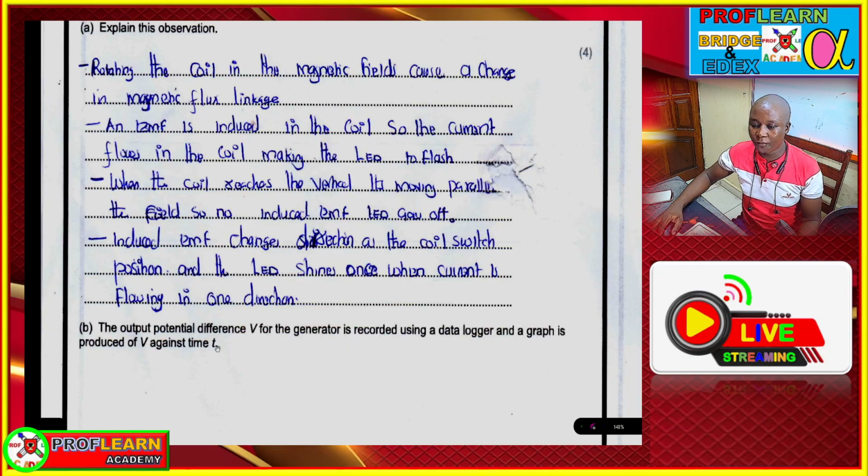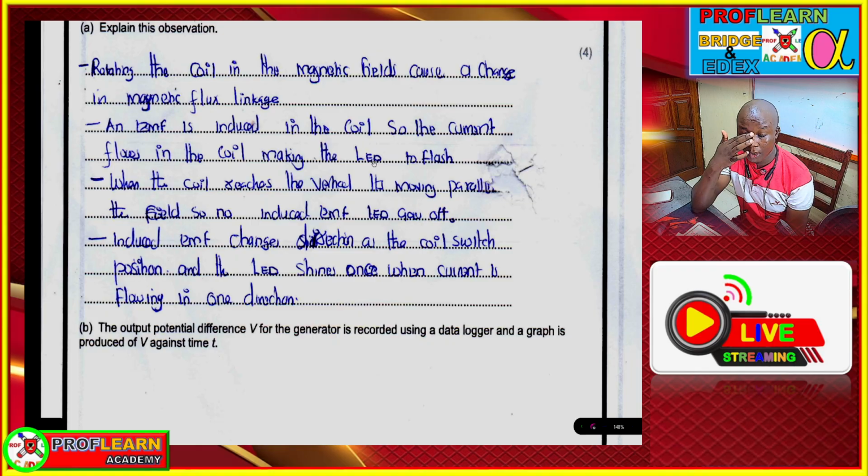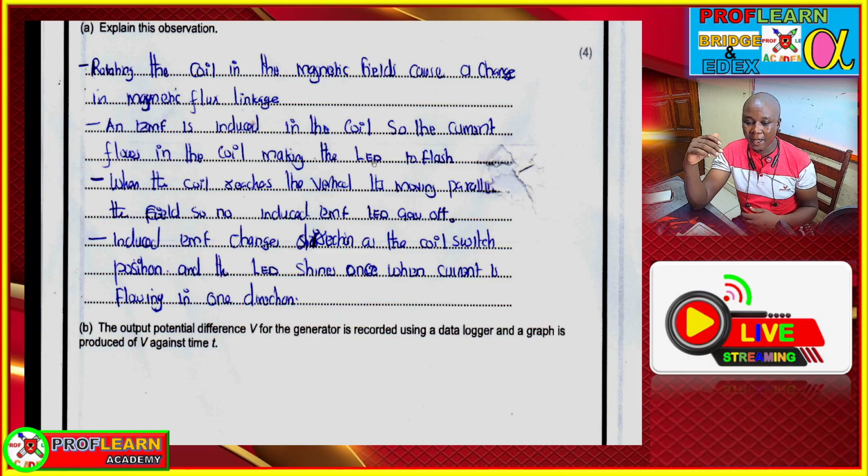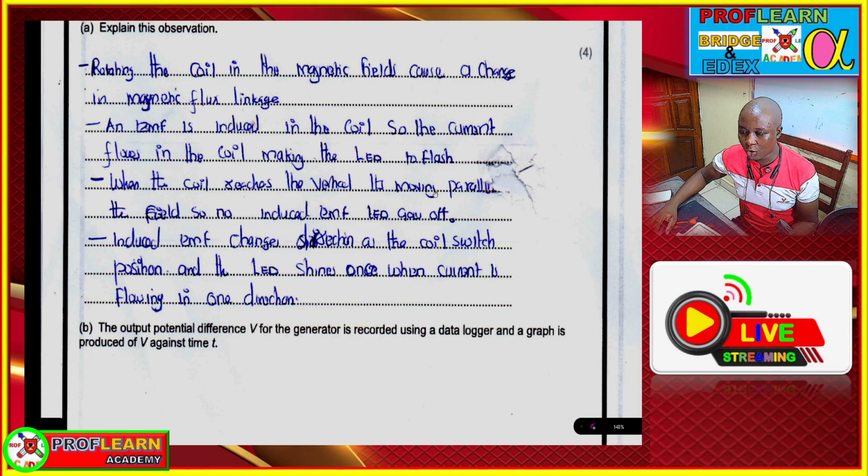So when you are going to give your answer in that particular exam, you have to be very procedural in the way that you are giving your answer. EMF is induced in the coil, so the current flows in the coil, making the LED flash. Remember, LED is a light emitting diode. So meaning that once current is flowing in a particular direction, the LED is going to light. But if current is going to reverse or flow in the opposite direction, then that LED is going to remain off. So when the coil reaches the vertical position, moving parallel to the field, there is no induced EMF, so the LED is going to go off.